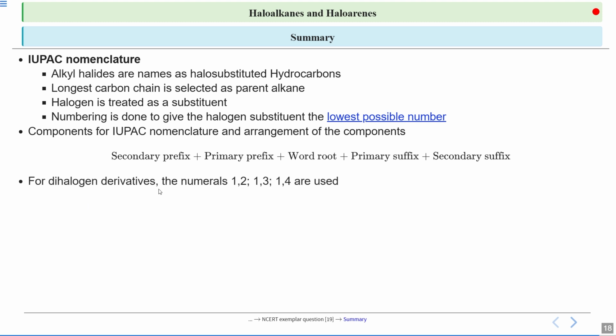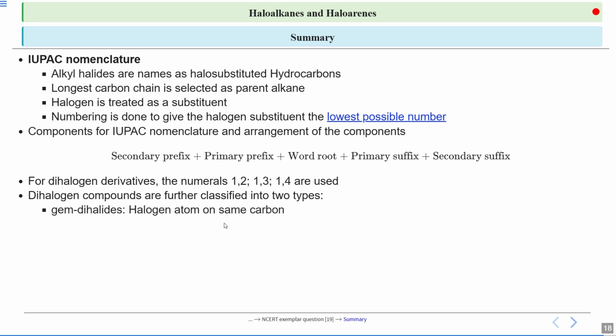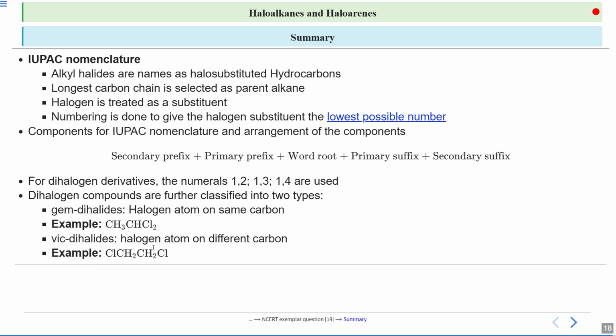And for the dihalogen derivatives, we have seen that the numbers 1,2, 1,3, 1,4 are used for IUPAC nomenclature. Dihalogen compounds are further classified into 2 types. The gem dihalides, where halogen atoms are present on the same carbon, for example CH3CHCl2. And the second type is vicinal dihalides, where halogen atoms are present on adjacent or different carbons, for example ClCH2CH2Cl. Okay, so these are the major topics that we have covered today.